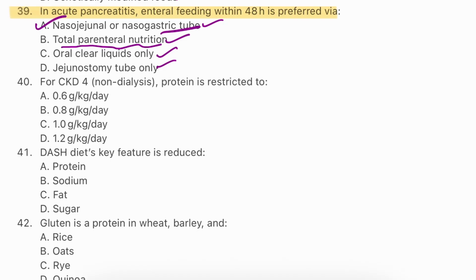Question number 40. For CKD 4, non-dialysis, protein is restricted to 0.6 gram per kg body weight, 0.8 gram per kg body weight, 1 gram per kg body weight, or 1.2 gram per kg body weight. The answer will be B, 0.8 gram per kg body weight. A CKD stage 4 non-dialysis patient's protein requirement is 0.8 gram per kg body weight. If he is on dialysis, the protein requirement will go up to 1.2 gram per kg body weight.